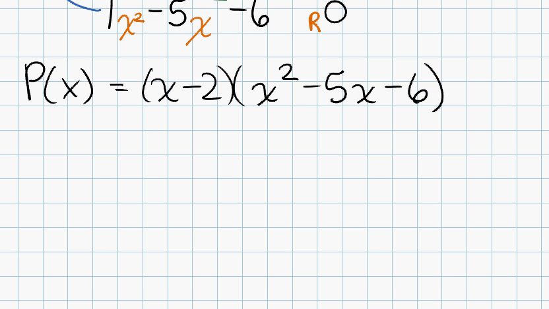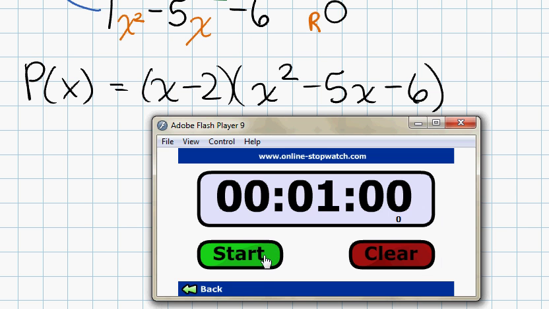All right, take our polynomial, finish factoring it, and find all 3 zeros. Go.